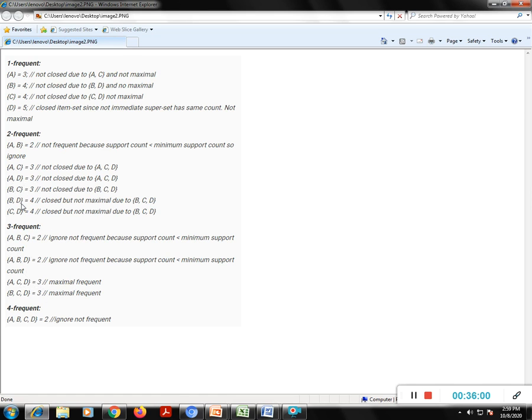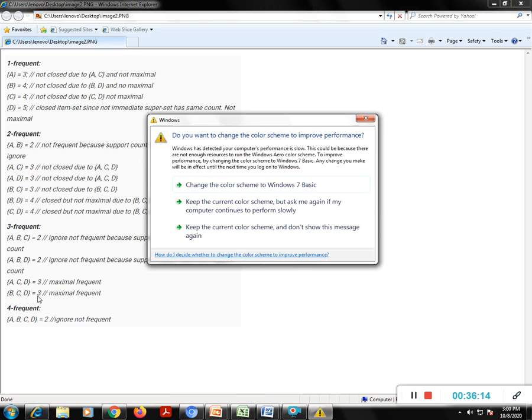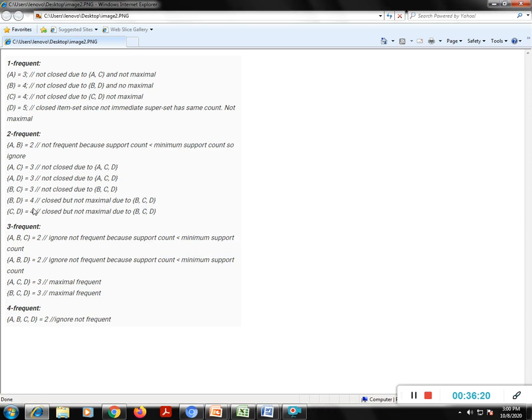We directly jump to BD. BD has its support count 4. What are the supersets of BD? ABD and BCD. We are going to ignore ABD because it is not frequent. We will directly talk about BCD. BCD has support count 3, and what is the support count of BD? 4. So it is not matching, and that's why we can say that BD is closed. So in this way you have to calculate this.